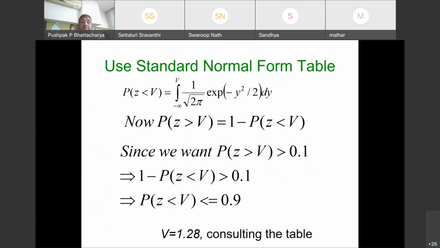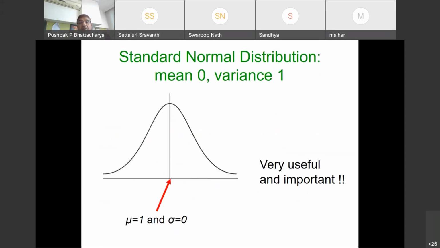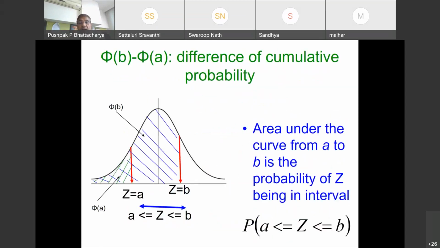Right. So now probability greater than 0.1. The probability of z greater than b becoming greater than 0.1 is 1 minus the probability of z less than b, which should be greater than 0.1, or the probability of z less than b should be less than or equal to 0.9. So all these are algebraic manipulations which lead us to the value of n by reading of the z-score table.